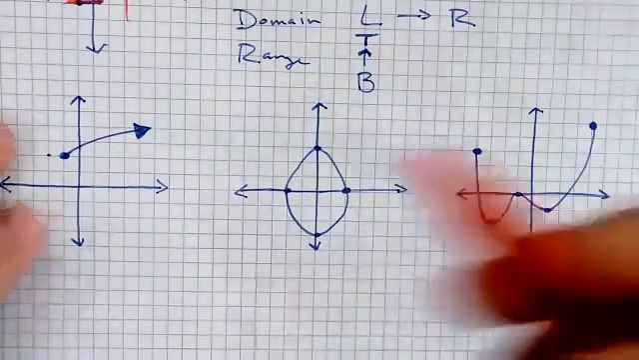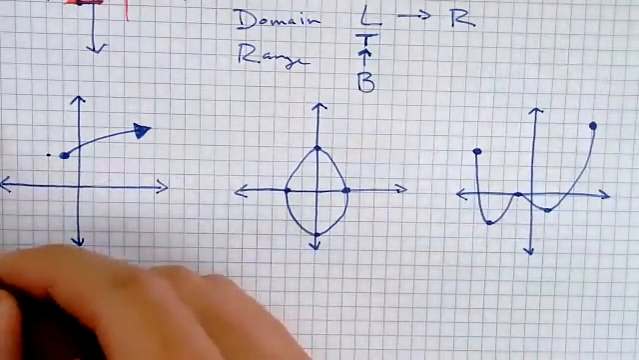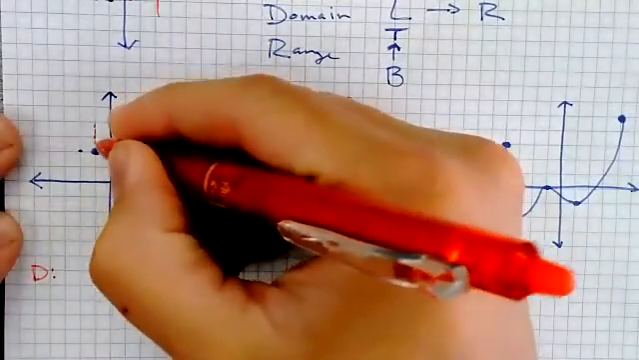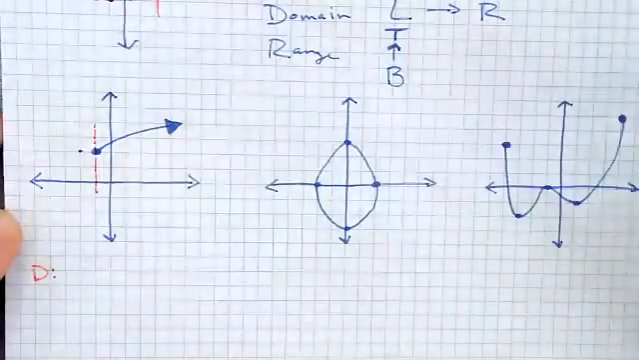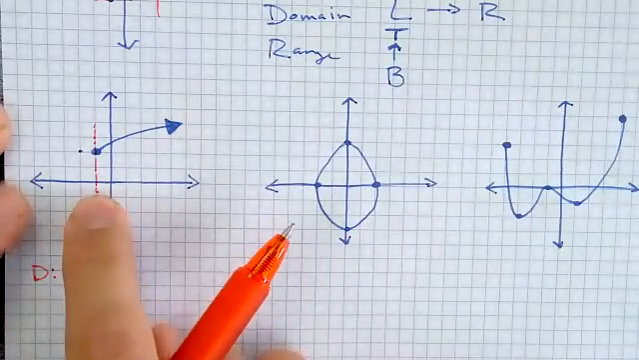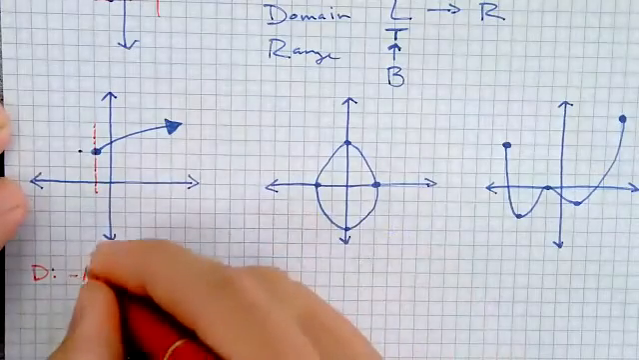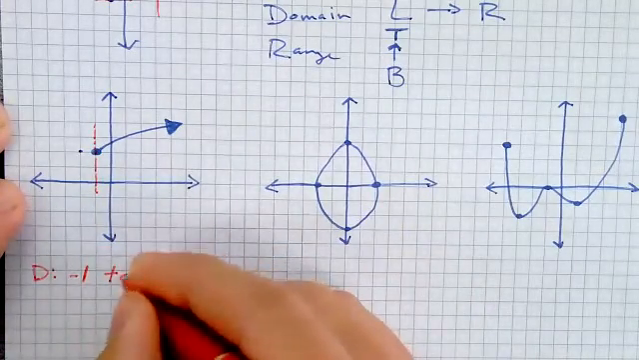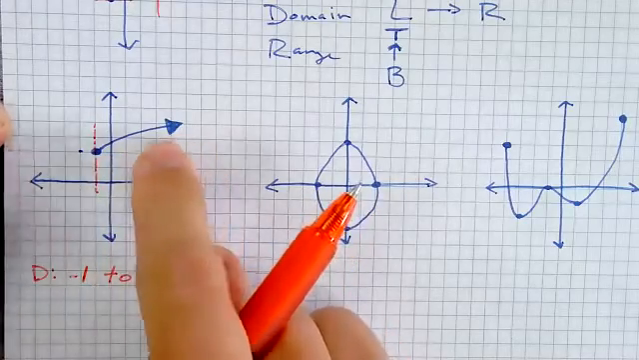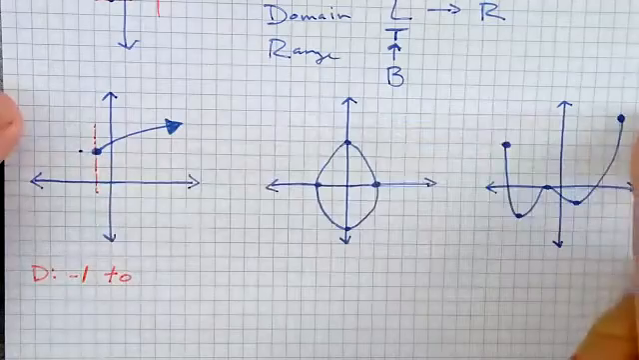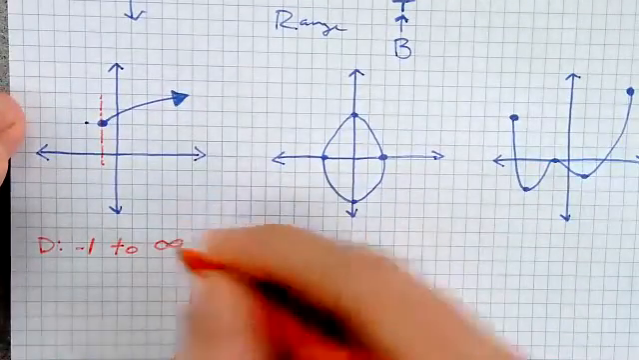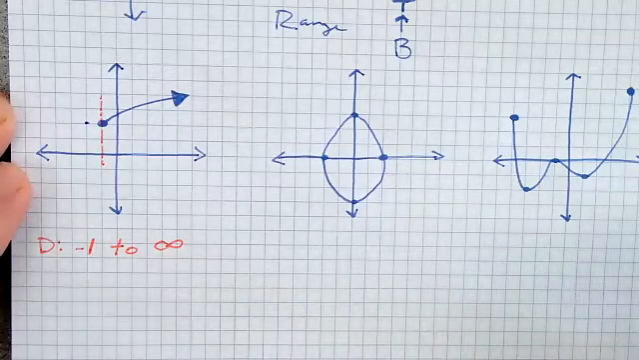Alrighty, so for domain, first one, we want to find our furthest value to the left here. As I draw that vertical line, my x value is -1. As I try and find my furthest value to the right, I'm not going to be able to. The arrow indicates it keeps going on forever and ever. So we just write that as from -1 to infinity.